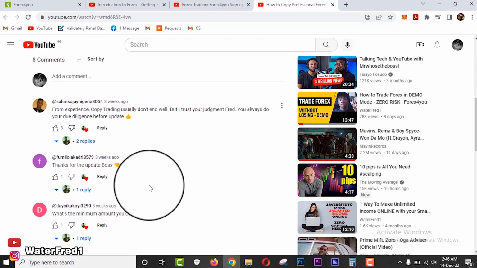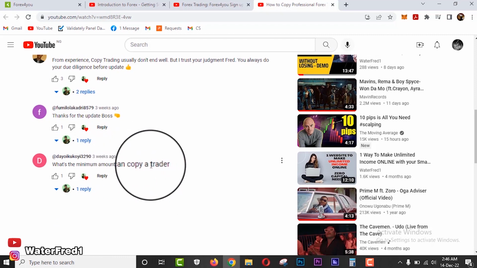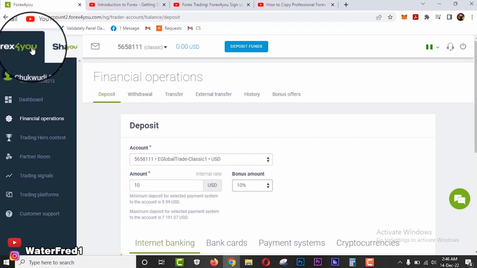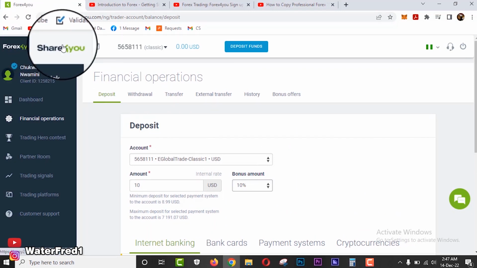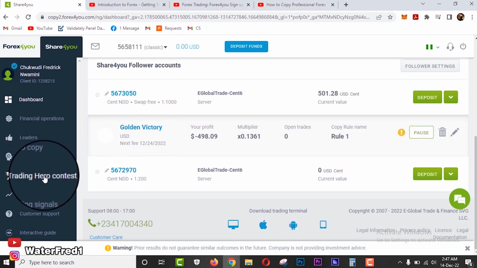Okay, so now we head to the next question. What's the minimum amount you can copy a trader? Let's go and find out. When we come to Forex4You and we go to Share4You, you will see a lot of people. There are lots of people that you can copy from.